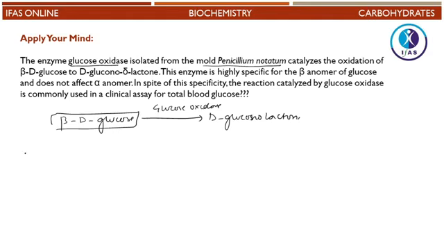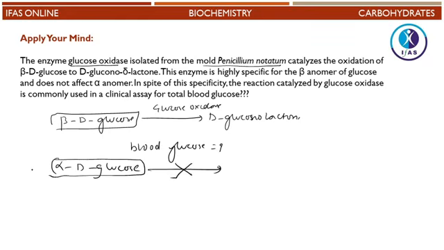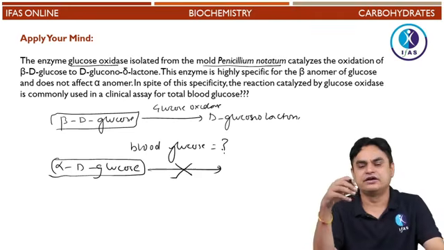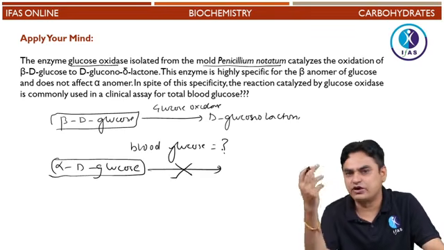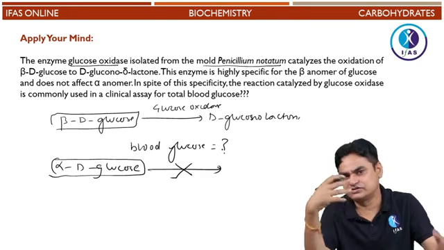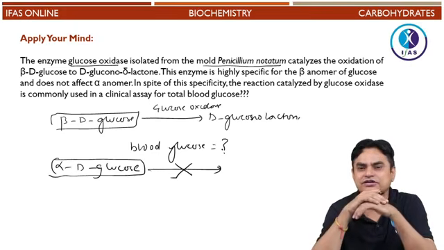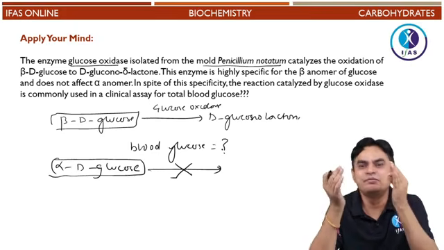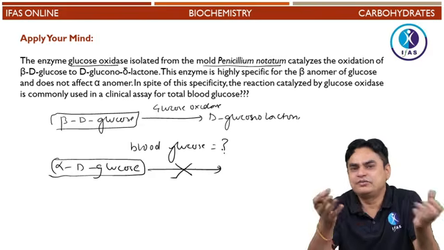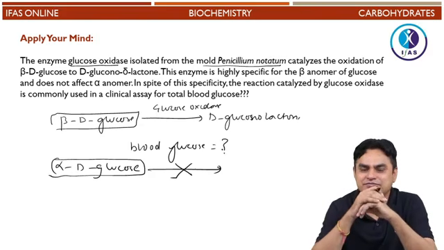And then how is it being utilized for blood glucose estimation? Because it is not acting on alpha-D-glucose. The enzyme cannot act on the alpha-D form. Then how can you say that this method is appropriate for estimating the blood glucose? Because logically it should measure only the beta-D-glucose in blood. It should not be able to measure the alpha-D-glucose. But we say that this is an efficient method.